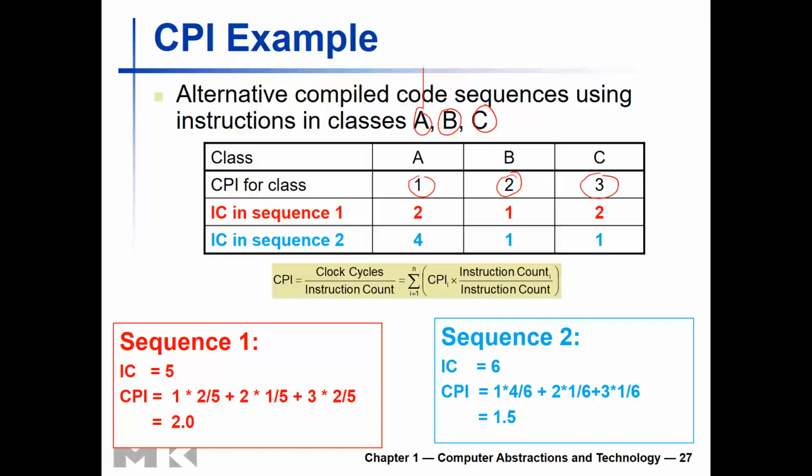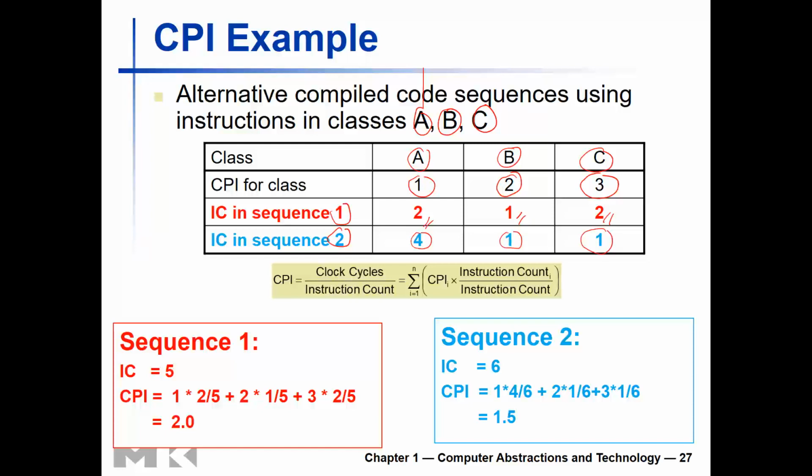Now, I have 2 programs. He calls the program sequence here. So program 1 has 2 instructions of class A, 1 instruction of class B, and 2 instructions of class C. And program 2 has 4 instructions of class A, 1 instruction of class B, and 1 instruction of class C.